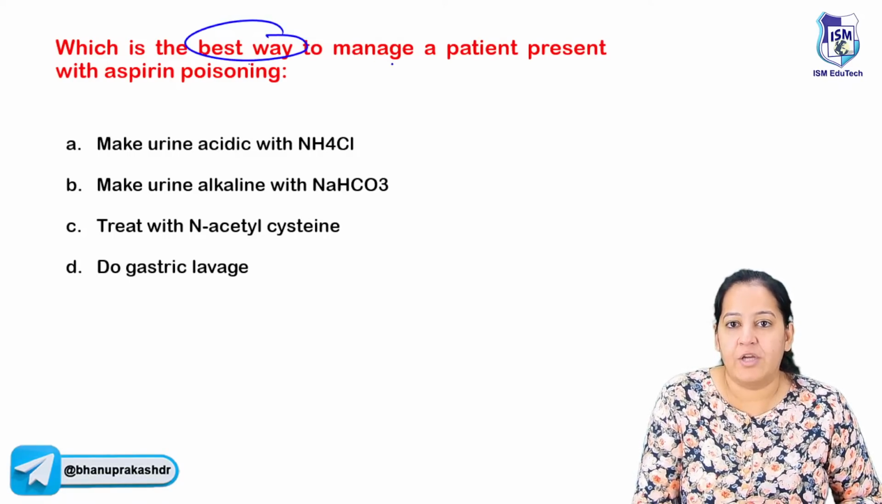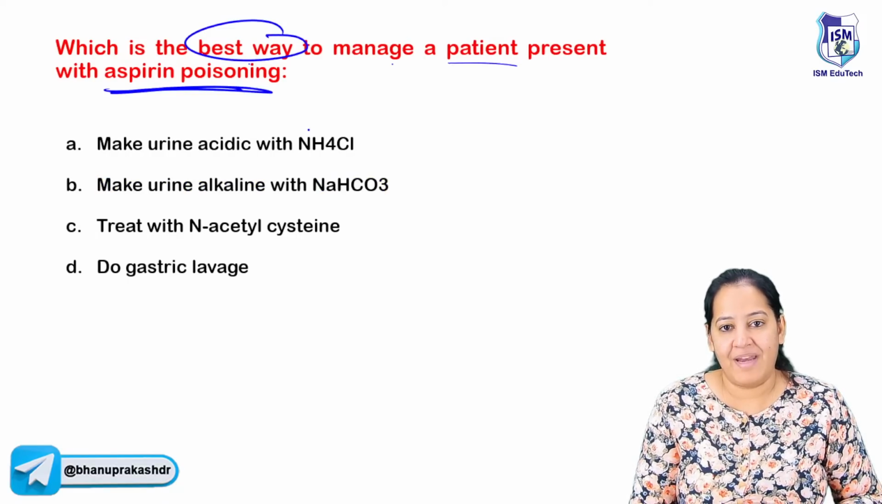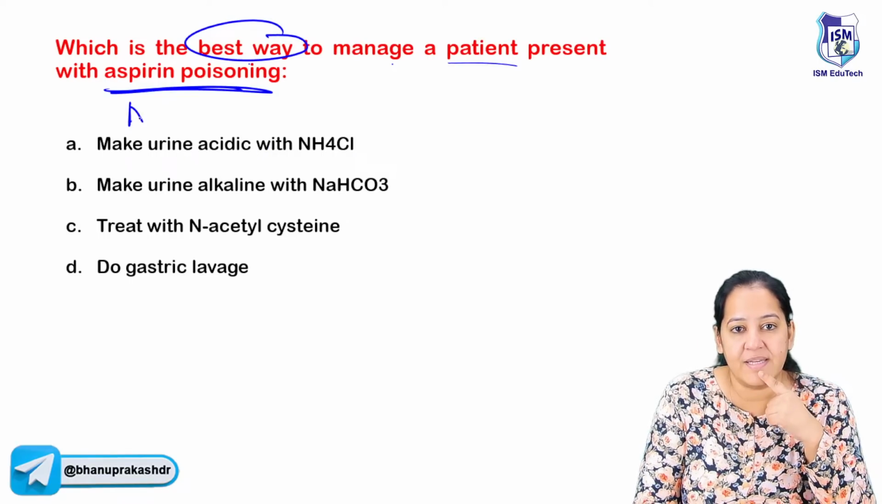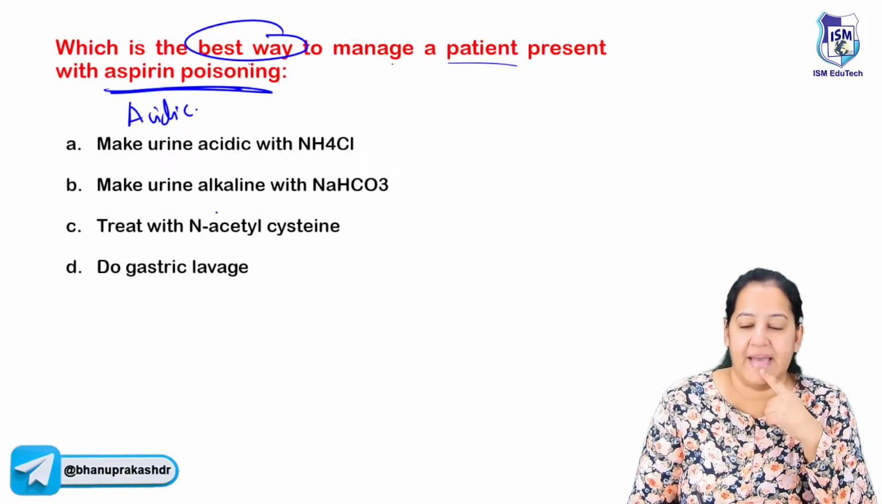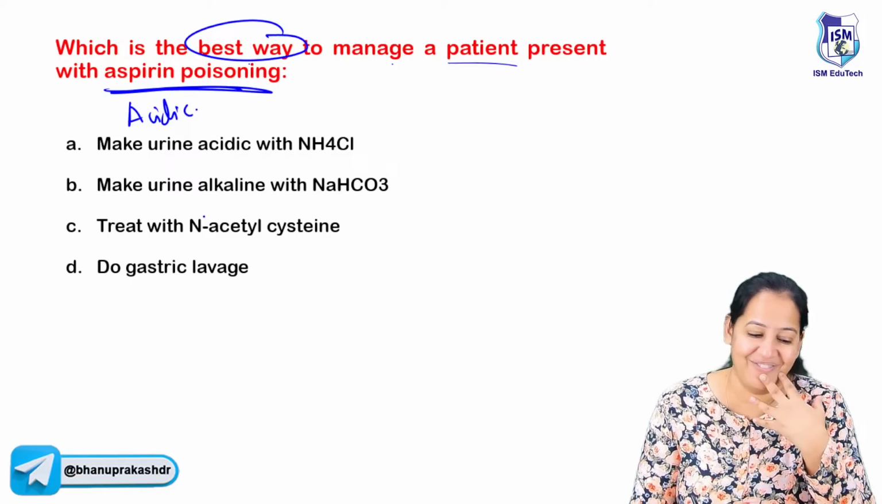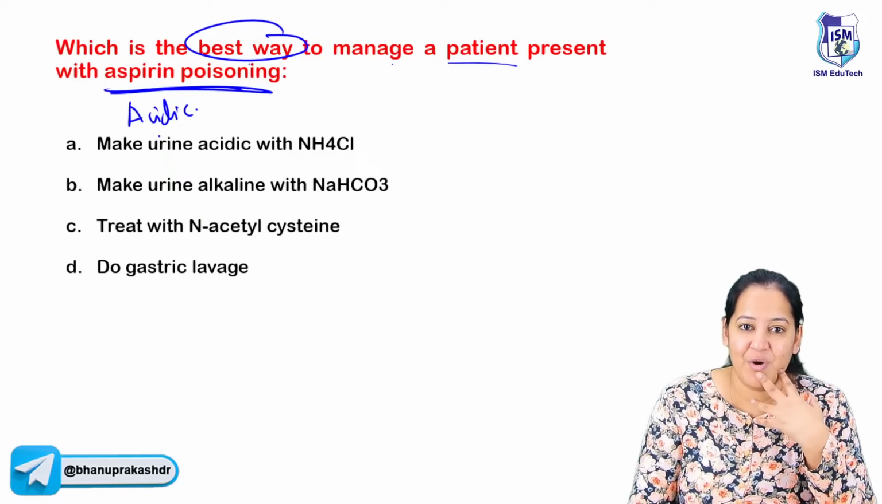What is the best way to manage a patient presenting with arsenic poisoning? By the way, if you don't know, arsenic is an acidic drug. There is a patient who has taken 100 tablets of arsenic together. What will you do now? 100 tablets taken together. Aspirin poisoning has come to you. So what will you do?